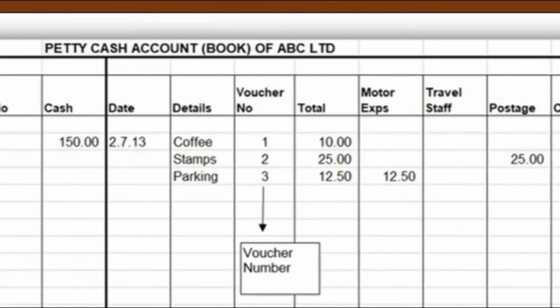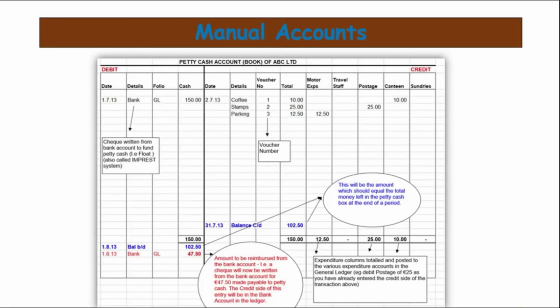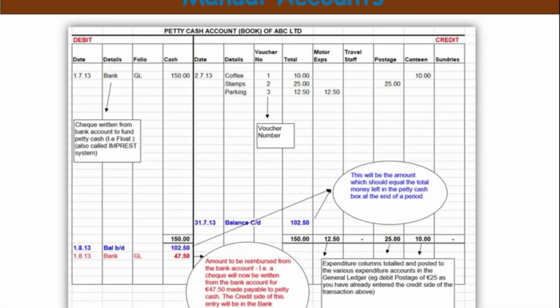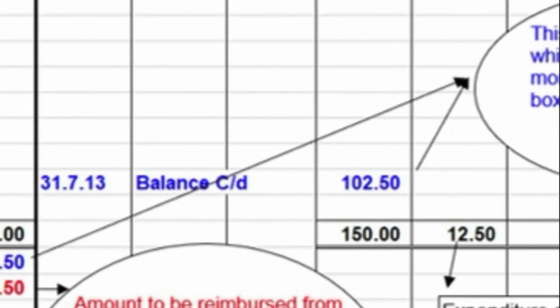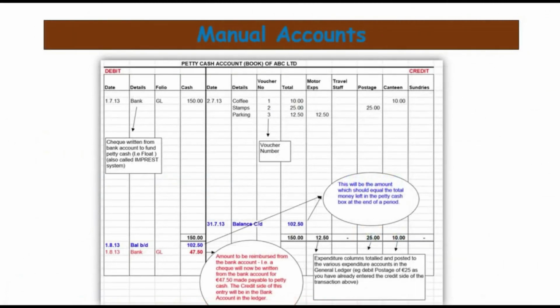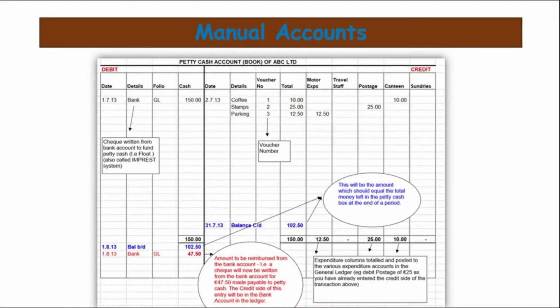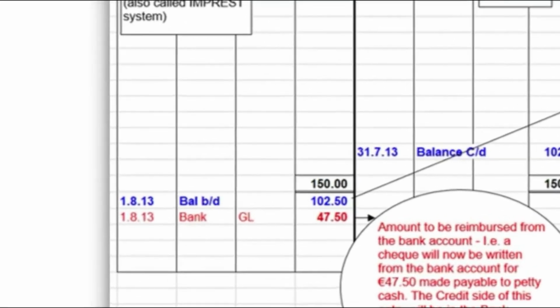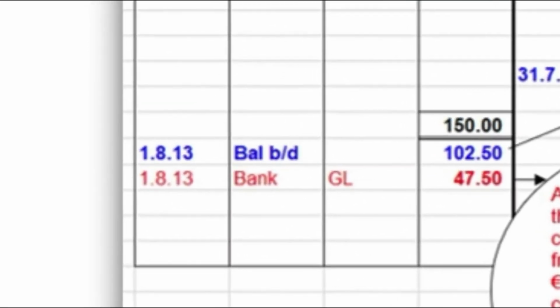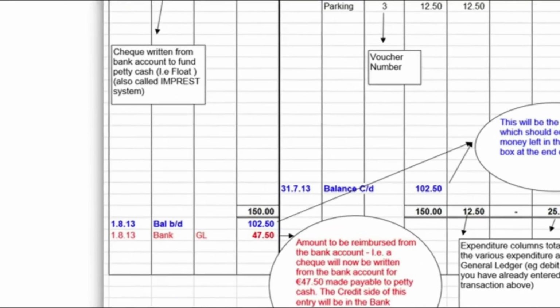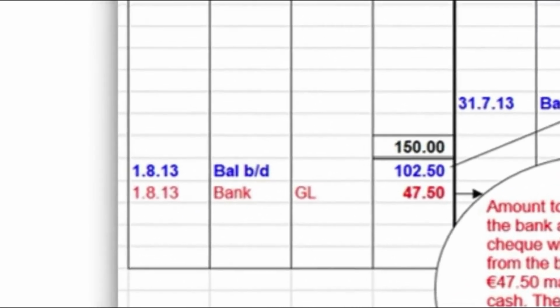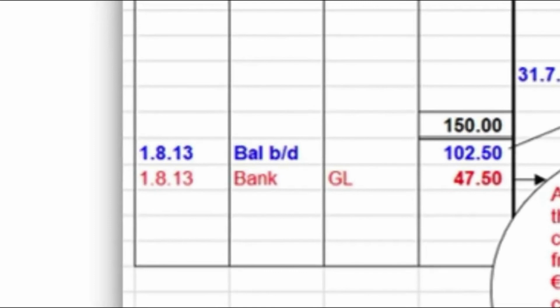We then add the total of the vouchers and subtract that figure from the initial 150, leaving a balance of 102.50 in this case. Simply put, this figure represents the amount remaining after the petty cash for this month has been spent. This 102.50 is brought down under the initial 150. When you subtract this figure from the 150, you are left with 47.50, and that is the amount that is then transferred in from the bank to top up the petty cash for the next month.